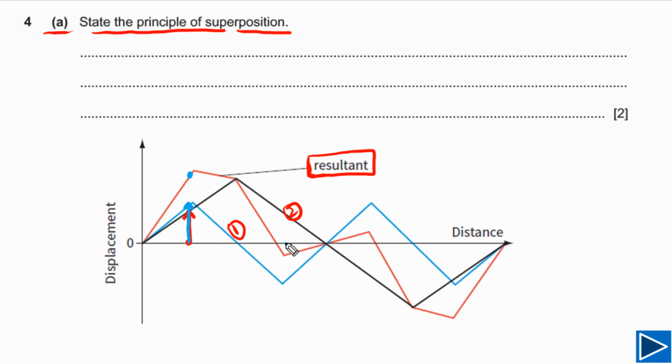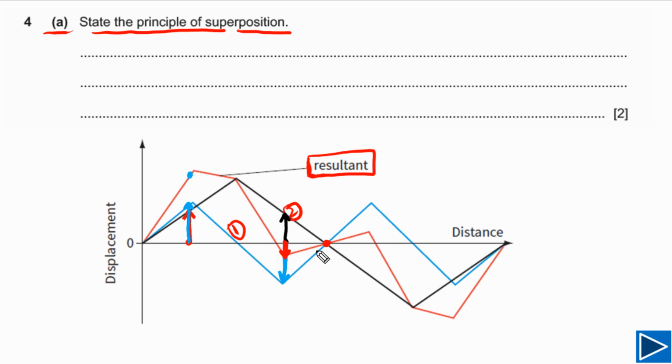Now, let's look at this point. Here the blue wave has a negative displacement, but the black wave has a positive displacement. If we add these two together, one positive and one negative, we can find the resultant displacement of the resultant wave. Now, if we look at this point, wave 1 and wave 2 have zero displacement, so the resultant displacement of the resultant wave is also zero. This is what you need to understand about the principle of superposition.